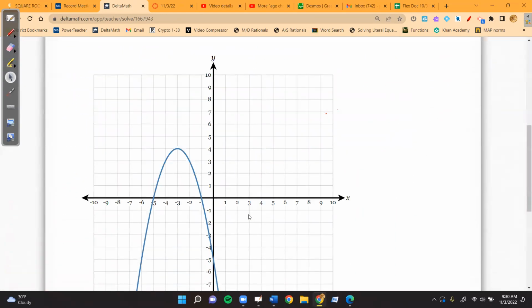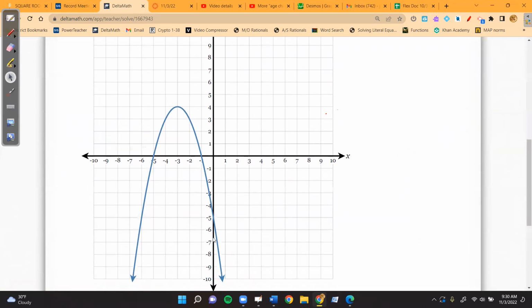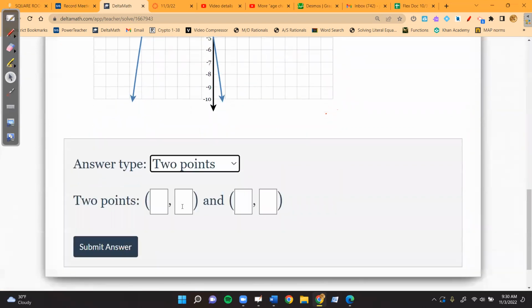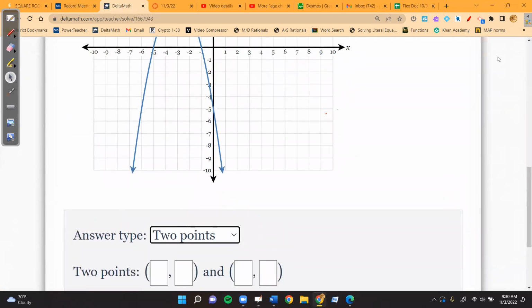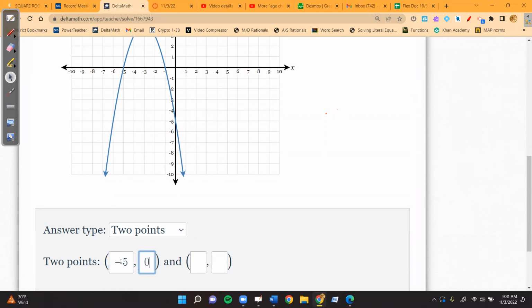Determine the coordinates of the roots. What are the roots again? Right. And so this time there are 2 of them. Do you agree? So I'm going to go down to my drop down and I'm going to pick 2 points and then I'm going to name them. I got to zoom out just a little so we can get everything in the picture here. Give me one of the zeros, the roots. So -5, tab 0, and then -1, tab 0.